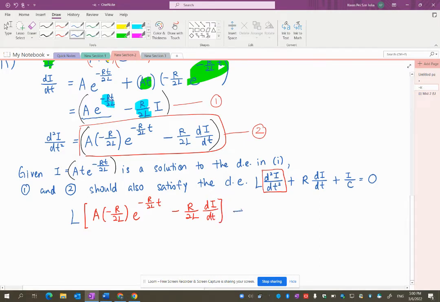Then plus R. Now, at this point in time, you may say, can you substitute this? You can, but I realized that I have another I, the IDT here. So I'm going to just hang on. I'm going to do the substitution later because I'm going to simplify first. If you substitute at this point in time, the working might get a bit messy. So I'm going to just hang on to this first, and then I'm going to substitute the I as this.